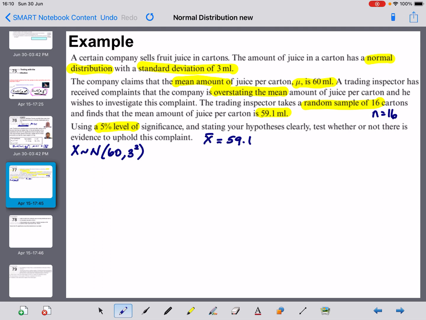Okay, so the first thing we're going to do, and I'm going to show you both methods, so we would have to do this for either method, is convert our parameters. So we've got the population parameter, so we need to change to the sample distribution.